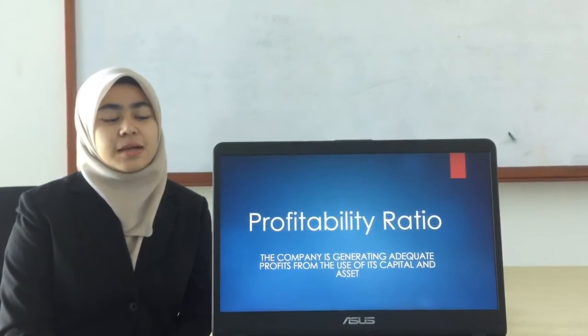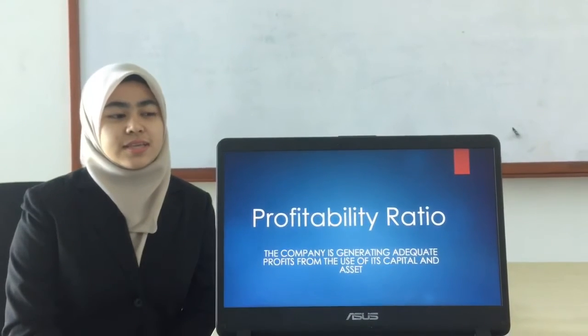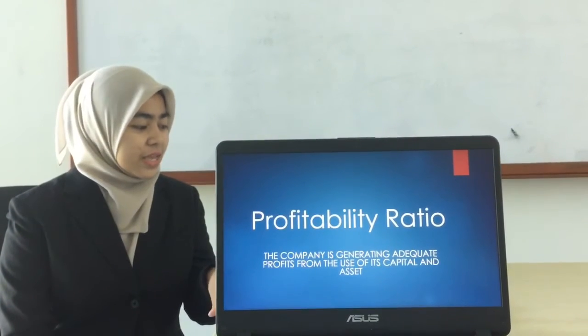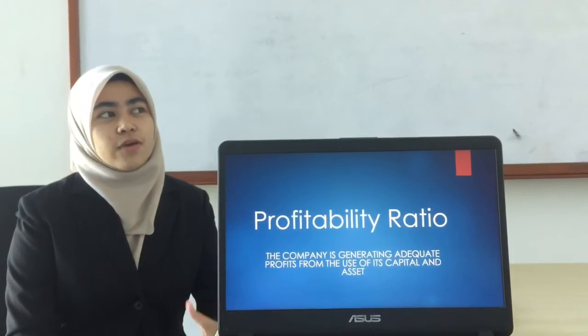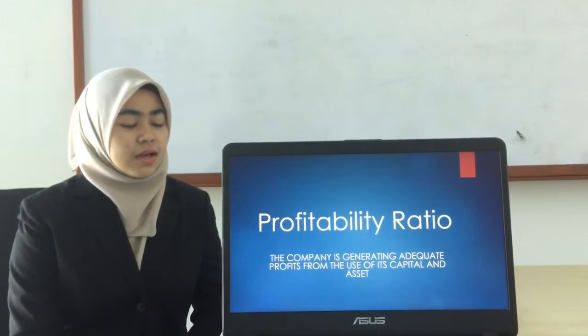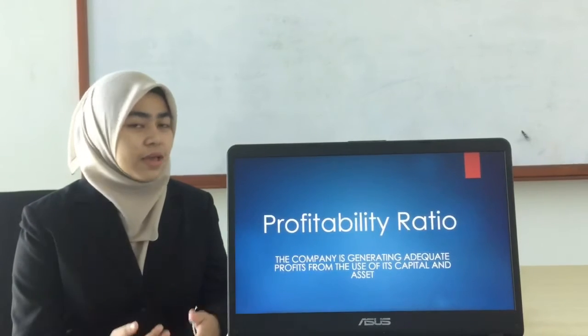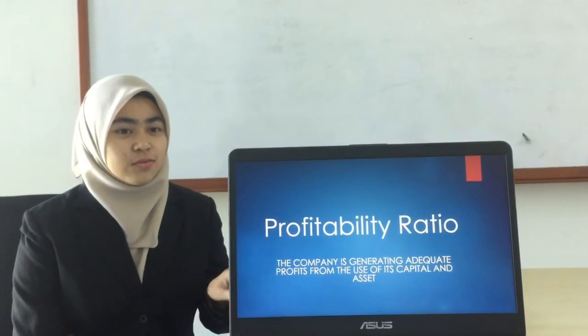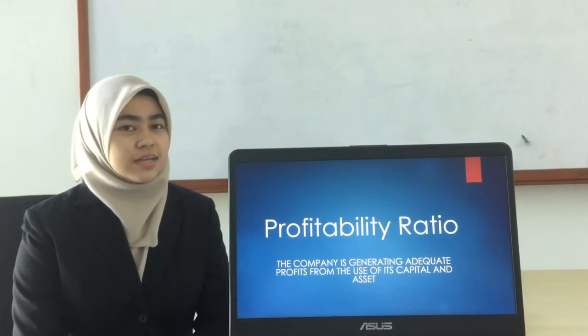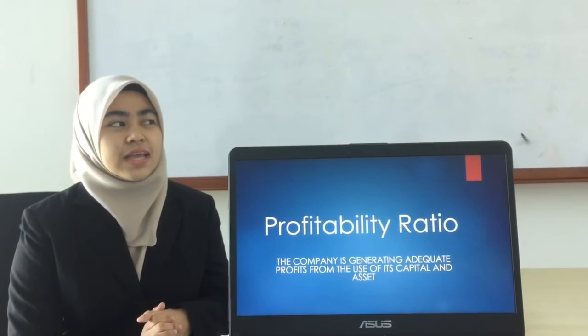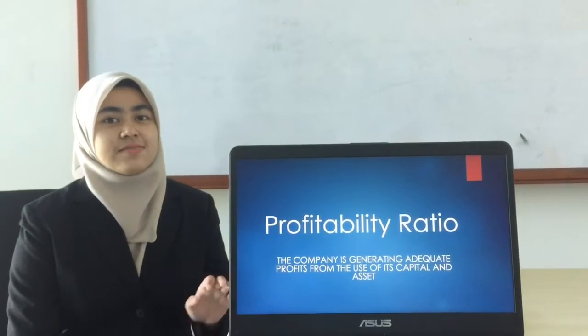The last ratio is the profitability ratio. It means that the company can generate adequate income and profit from the use of its capital and assets. It shows that for every revenue earned, after deducting the costs incurred, the company has the ability to sustain its growth, and it also helps to determine the profit to shareholders and the company's overall efficiency.